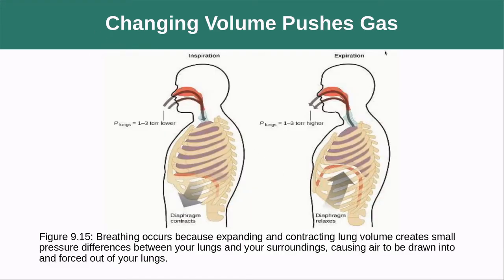The change in volume is actually how you breathe. So when you push down on your diaphragm, your lungs expand. This causes an area of low pressure. Air flows in, then you contract it, create higher pressure in your lungs, and push it out.